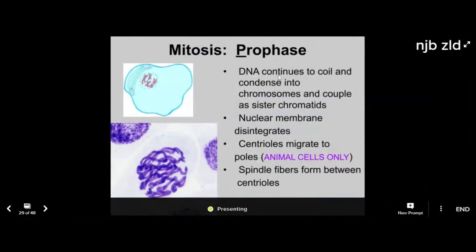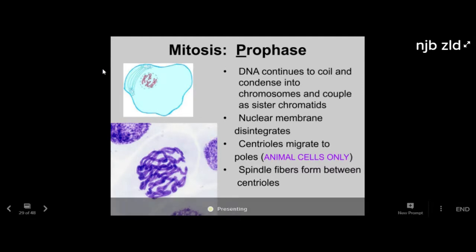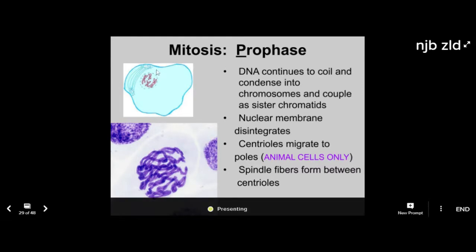Now mitosis, prophase. DNA continues to coil and condense into chromosomes and couples of sister chromatids. The nuclear membrane disintegrates and centrioles migrate to poles. So again, in this picture, these are the centrioles, and when we say poles, they mean opposite ends of the cell. And these little fibers are the spindle fibers. So this is usually a picture, and notice this one, the DNA is coiled up, and you start to be able to see it because it's forming chromosomes. It's now becoming visible.